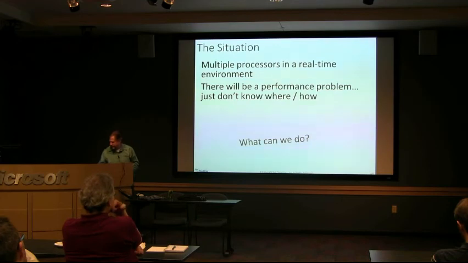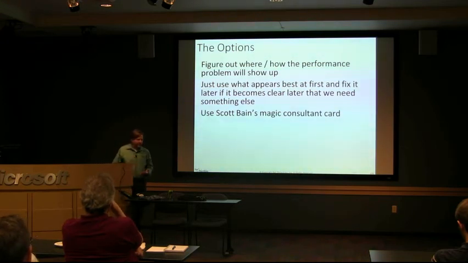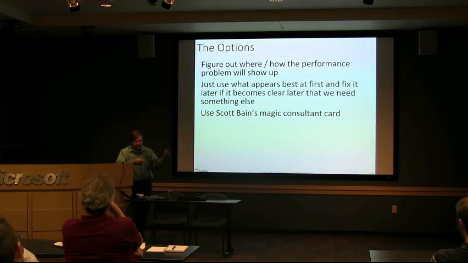So the question is, what do you do about this? And it seemed that there were three options. One was figure out where the performance will be, but I get very nervous about this, because if I'm precognitively impaired, which I am, I may not anticipate things. But I could use what appears best and try, but then if it's wrong, I have a problem. And actually, Scott, one of our consultants, came up with kind of a funny joke, which is these magic cards of his. It actually says Scott Bain's magic consulting card on it.